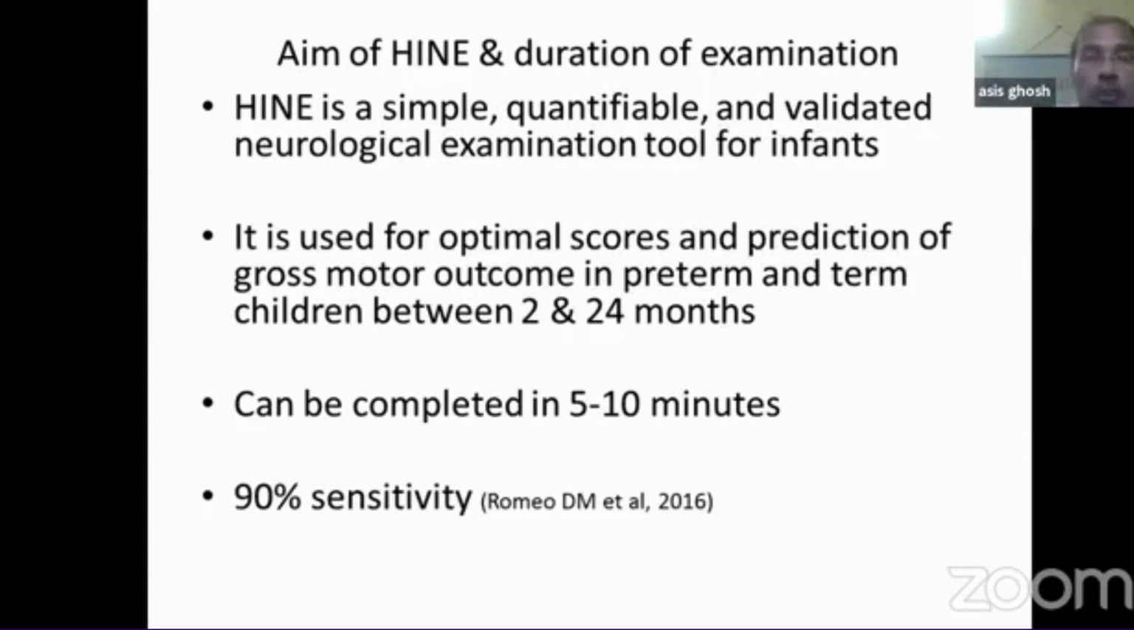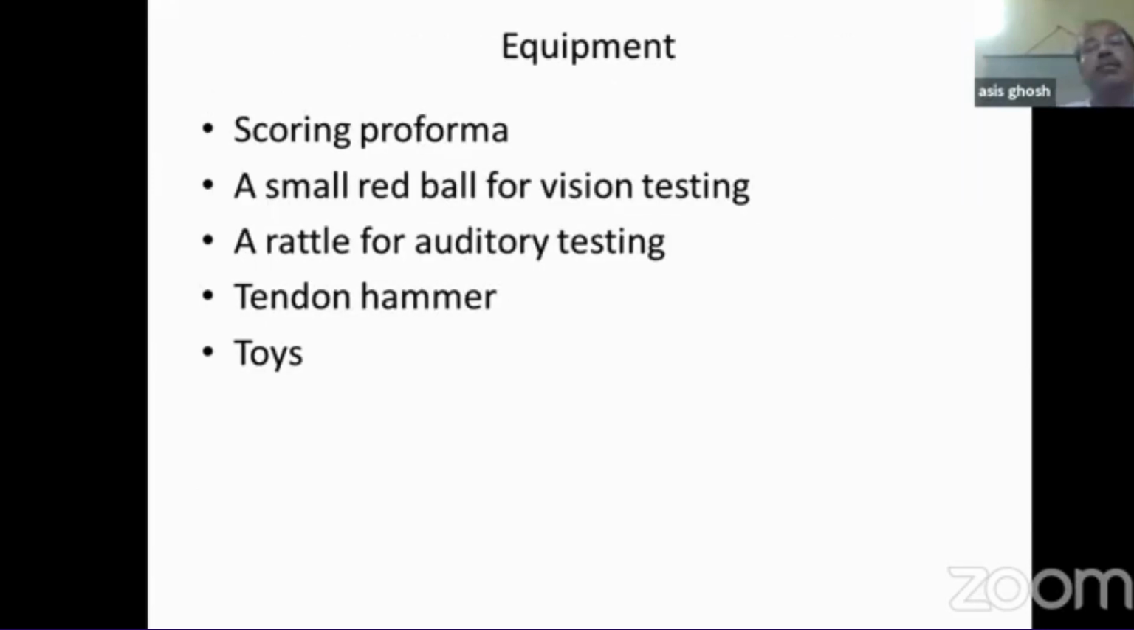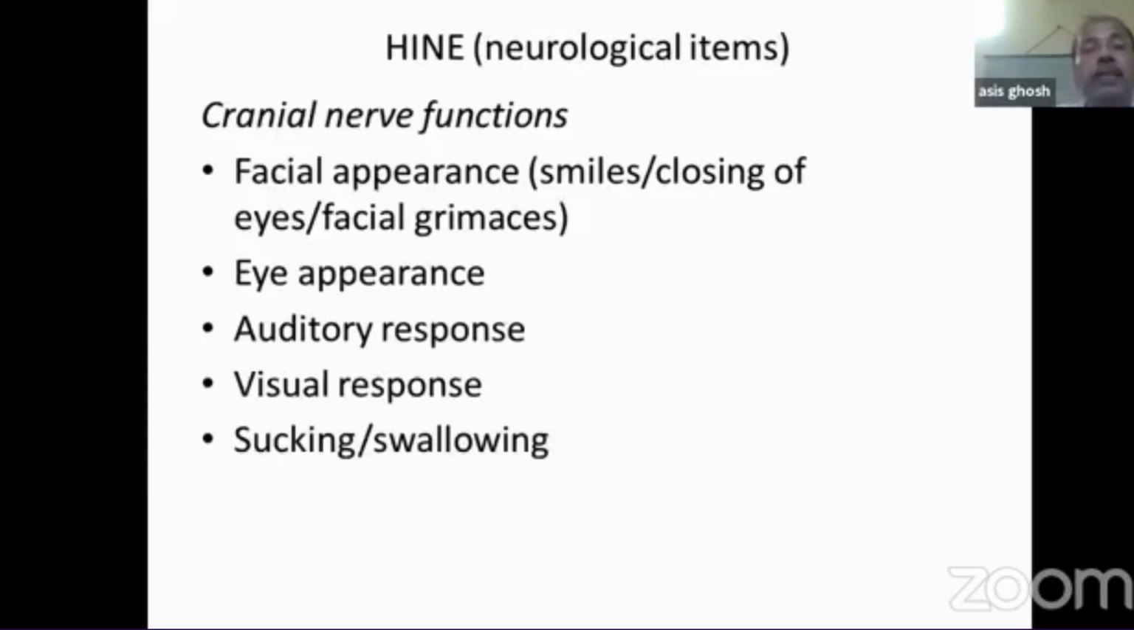I will not go through the pro forma of HINE. What I will do, I have taken out the main points which the HINE is talking about, and I will explain how abnormal tone can affect your posture, how your posture can affect your tone, and which are the components of this HINE. You need a scoring pro forma, a small red ball or a red ring, a rattle for auditory testing. You need a tendon hammer and toys.